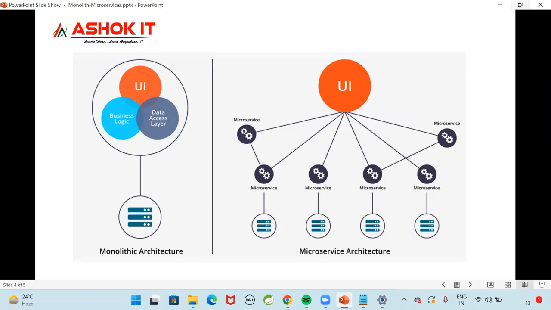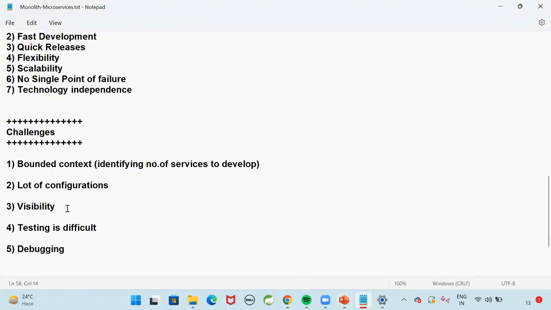You may not get the chance to work with all the services. That's why a visibility problem will be there when we go for microservices architecture. Are you guys able to understand my point? Visibility problem will be there when we go for microservices architecture.